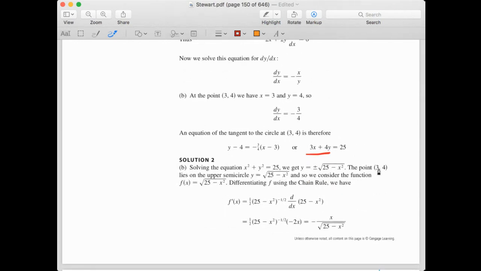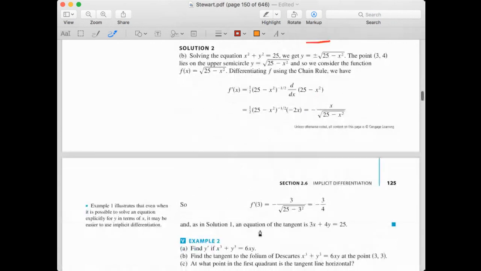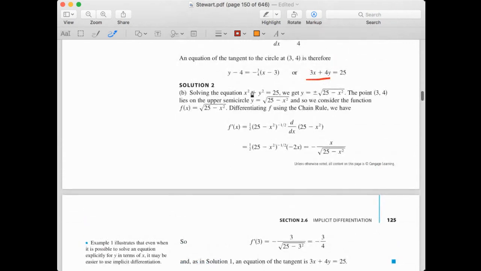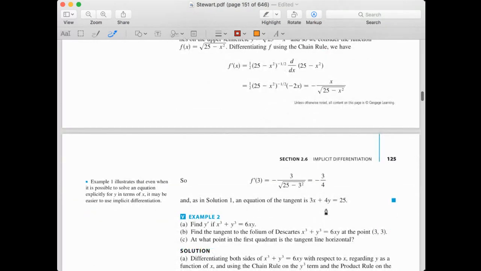Or another way is we figure out (3, 4) is in the first quadrant. So that would be the top semicircle. Then we use the top semicircle as a function. Then we know how to take the derivative of the function. We would get the same answer. So this is just another way of doing it. The equation, obviously like this, we can cut into two functions, and the point (3, 4) is in the first quadrant, it will be on the top semicircle, and then we use the top semicircle function. The answer is the same.